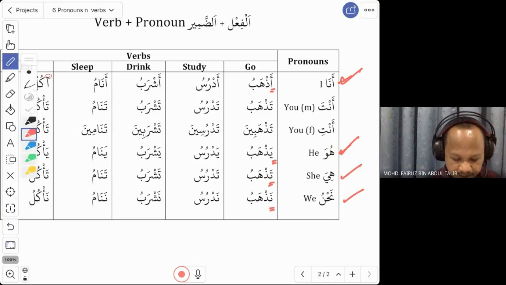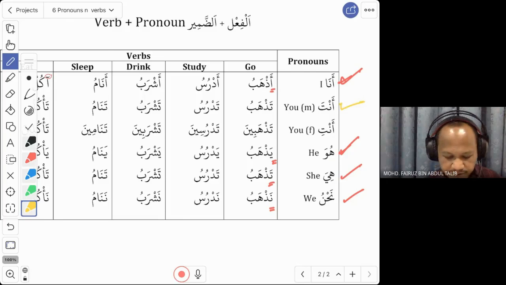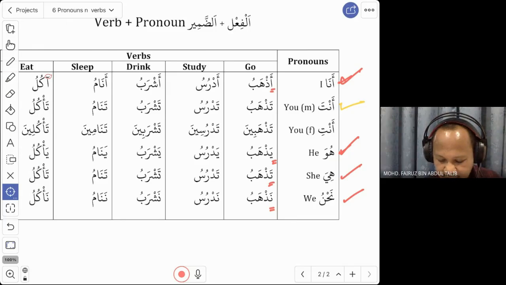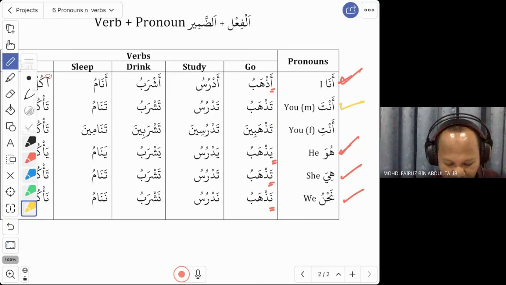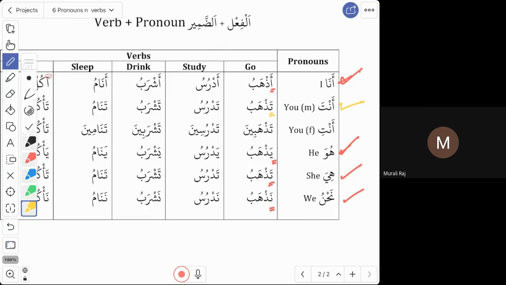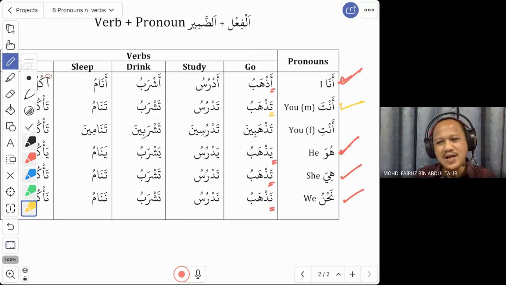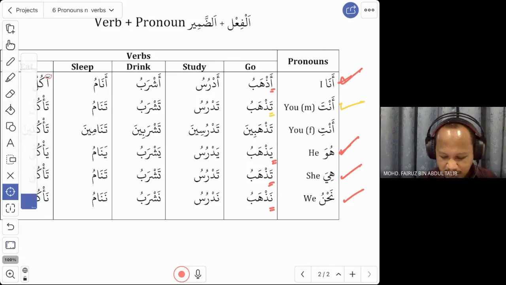Okay, let us look at anta. If we want to say anta, it is the same word. You just use ta. Anta. We use ta. This is similar to which one? So for anta, we say tazhabu. Is it similar to ana, hiya, huwa, or nahnu? The second one, which is he, huwa. Huwa is ya. We say huwa yazhab. But this time it is tazhab. So it is not huwa. It is similar to hiya.